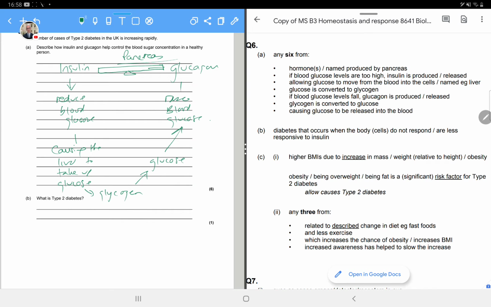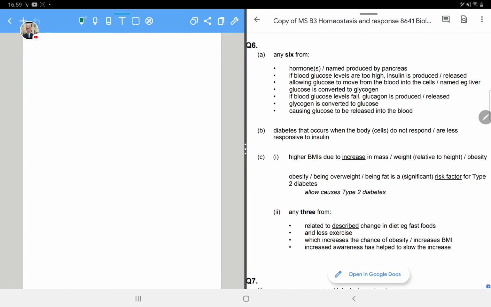Okay, so what is type 2 diabetes? Well, this is the exact definition here we can use a mark scheme for. Diabetes that occurs when the body or cells do not respond, or are less responsive, to insulin. So 2 really nice questions there, which are definition questions or just going through the process. 7 good marks.